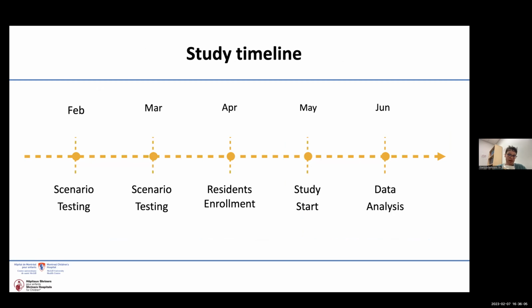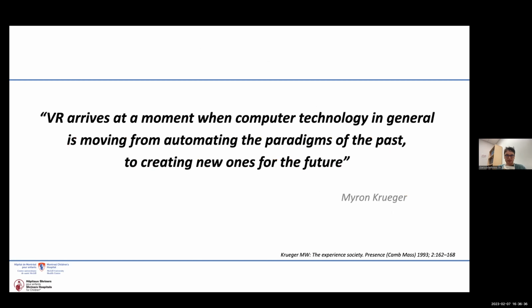So, study timeline. I believe we have finished 95% of the scenario. The scenario is almost ready. We're going to test it again in February and in March. We're going to start the resident enrollment in April, and hopefully we're going to do the study in May, we believe on May 3rd and May 17th, and then analyze the data.